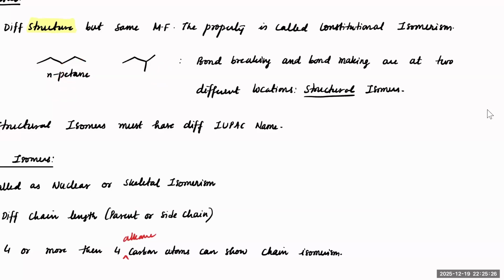So typically in structural isomers, you will see one pattern. The pattern is bond breaking and bond making happens at two different locations. Clear? That is a pattern you need to identify to differentiate structural versus stereo. So in structural isomers, bond breaking and bond making both are happening at two different locations, while in stereo, bond breaking and bond making happens at the same location.